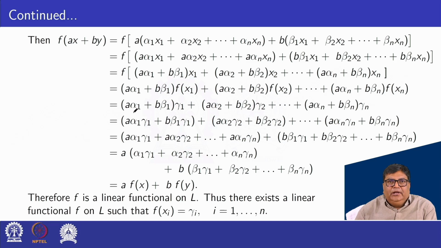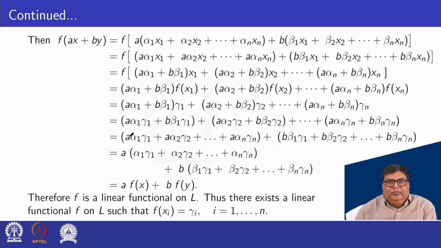Multiplying gamma 1 in both terms, gamma 2 in the next two terms, and so on, and gamma n in the last term, we have a alpha 1 gamma 1 plus b beta 1 gamma 1, a alpha 2 gamma 2 plus b beta 2 gamma 2, plus and so on, a alpha n gamma n plus b beta n gamma n.